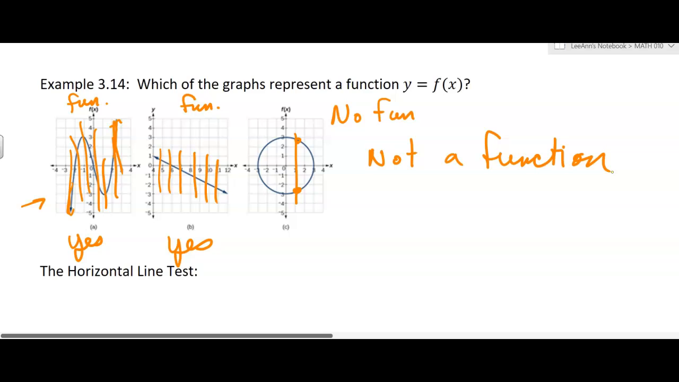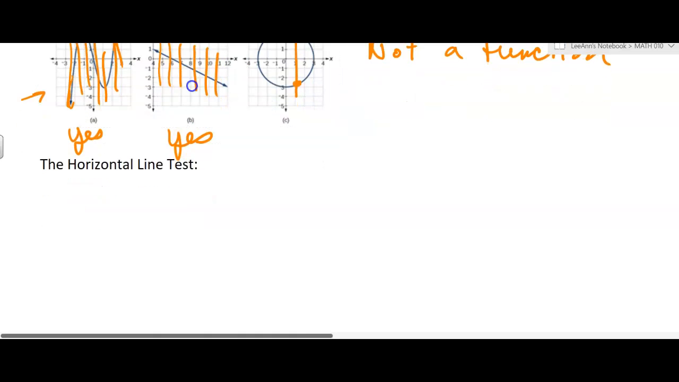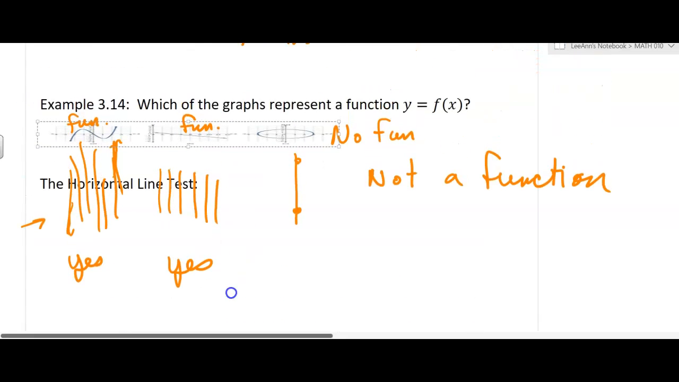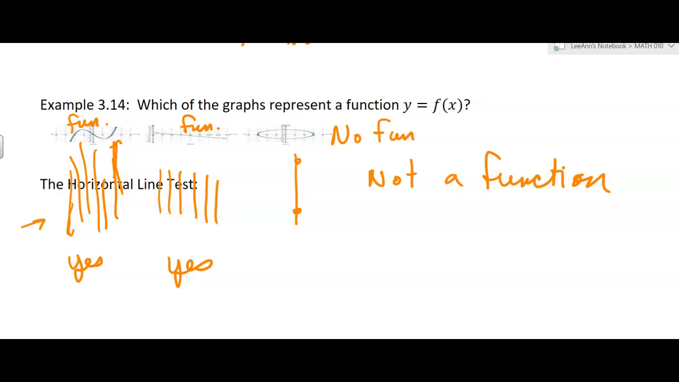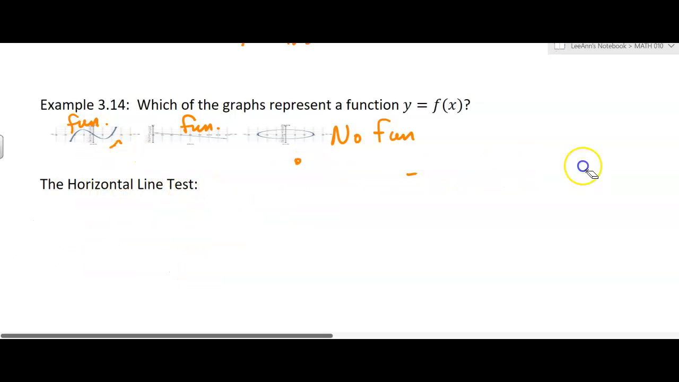Okay, the horizontal line test. Okay, so let's say you have, what happened? Oh my gosh. I'm gonna erase this, I guess. I don't know what it's doing. Okay, sorry about that. We'll go back.